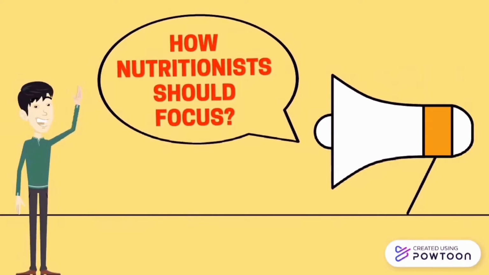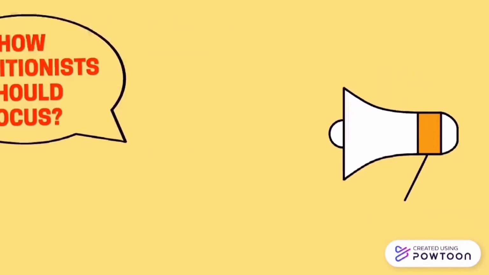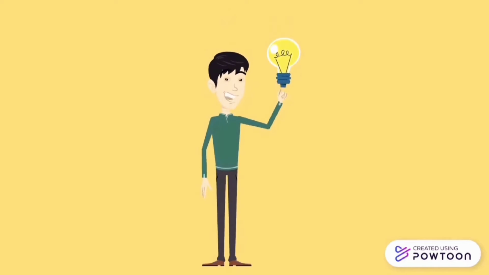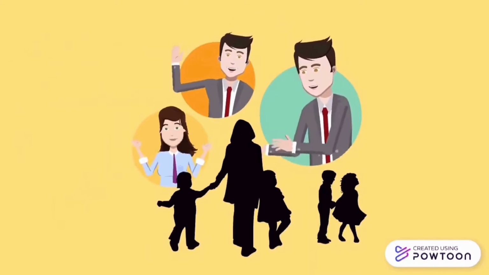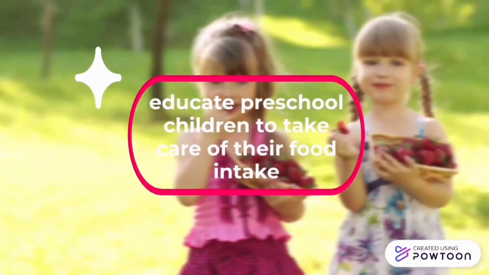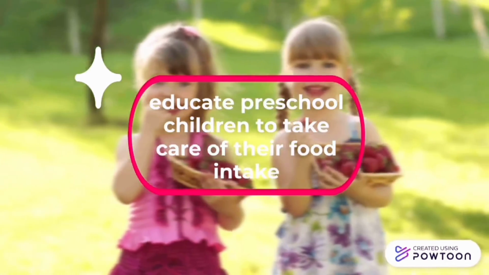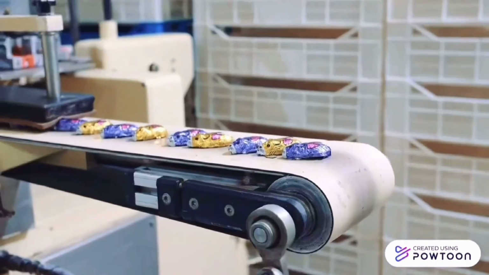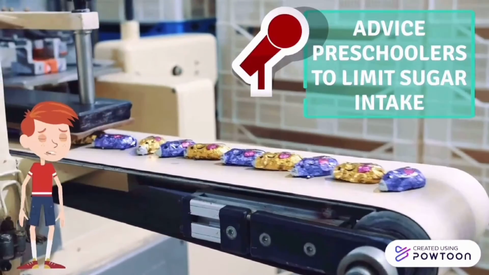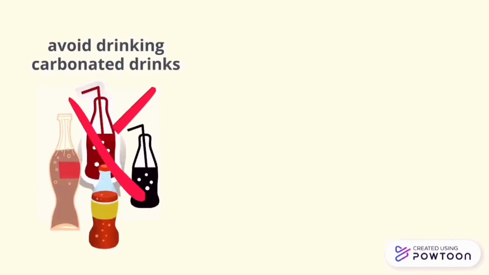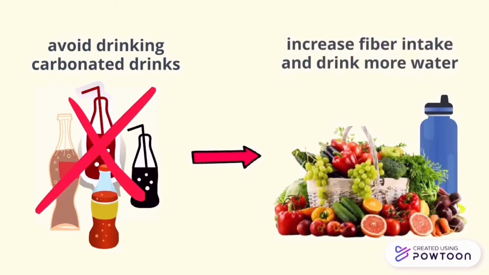Next, how nutritionists should focus on this issue. There are many approaches that can be implemented, such as the community-based approaches. First, nutritionists should educate preschool children to take care of their food intake. Nutritionists can advise them to limit sugar intake. For example, avoid drinking carbonated drinks as it contains a high amount of sugar and are very acidic. Thus, nutritionists should advise them to increase fiber intake and drink more water, especially after meals.